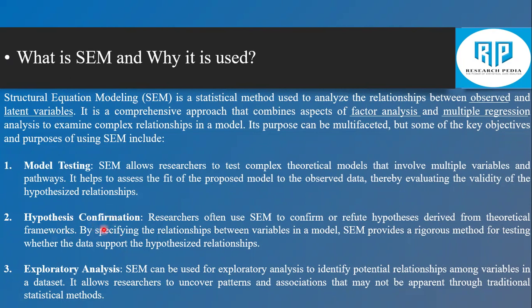Then hypothesis confirmation. Researchers often use SEM to confirm or refute hypotheses derived from theoretical frameworks. So whenever we derive some hypothesis based on some theory, based on some previous literature, and we want to confirm whether the hypothesis needs to be selected for this study or not, we can do this using SEM by specifying the relationship between variables in a model. SEM provides a rigorous method for testing whether the data support the hypothesized relationships or not.